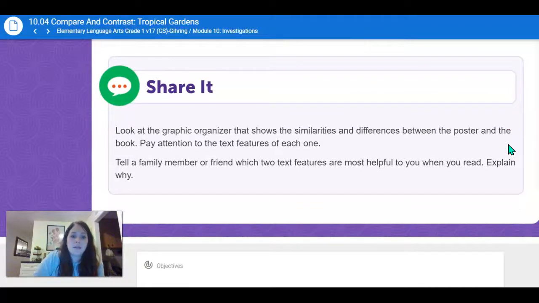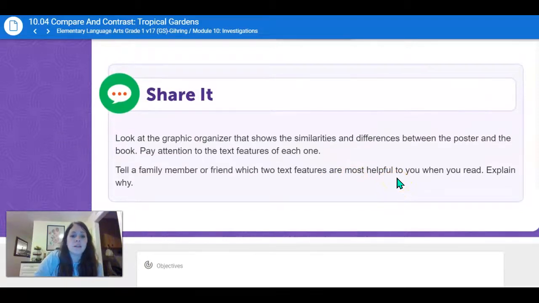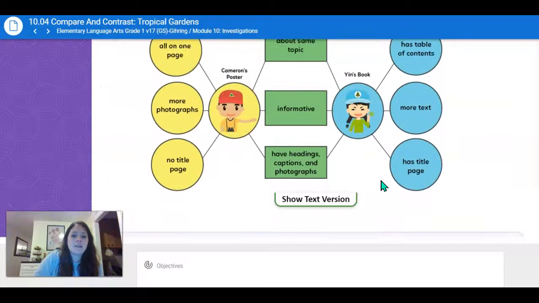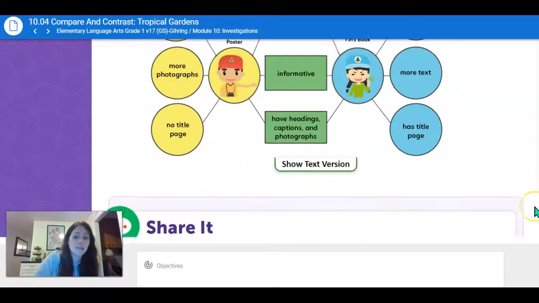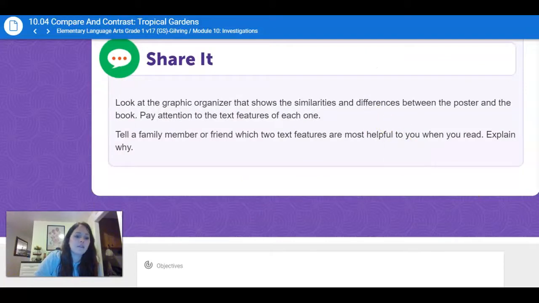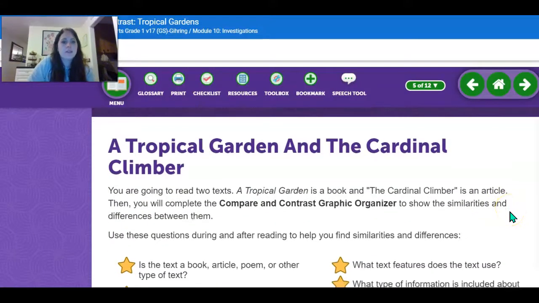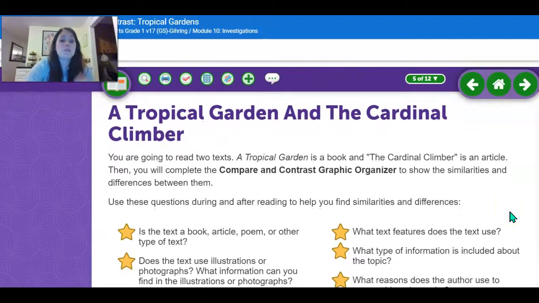So you can try this if you want. If you have a family member nearby, you could tell them which two features are most helpful when you read and explain why. So when you were reading, if you were looking at these similarities and differences, is there anything on here you think is most helpful when you're reading? Maybe pictures or headings or captions, whatever you think is most helpful, and tell them why. Okay, so we're going to be reading two texts. One is called A Tropical Garden, and it's a book.